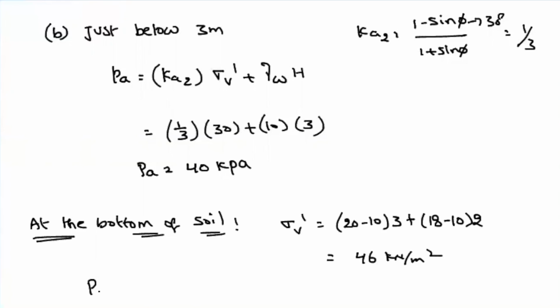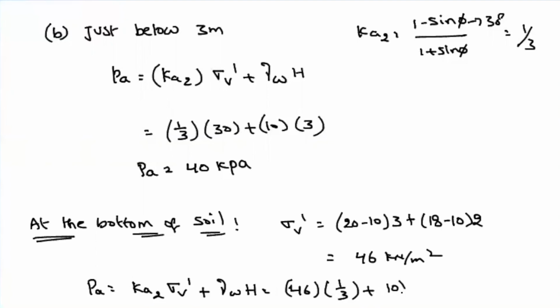So what about the active earth pressure at the bottom? That will be Ka, the active earth pressure constant, into vertical stress plus the pressure because of the water, gamma W into H. That will be equal to 46 into the constant 1 by 3, plus gamma W, we are considering it as 10, into total depth of water, which will be 5. If you solve this, you are getting 65.18 kilopascal. That's it. Represent these values in the diagram.